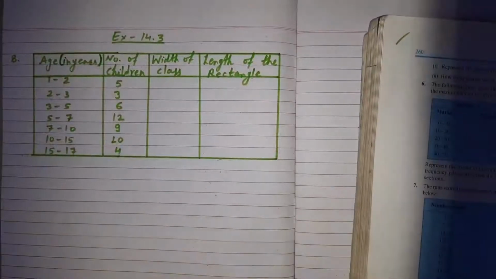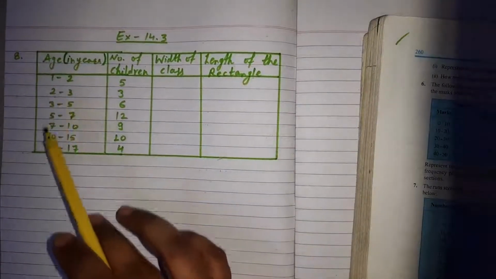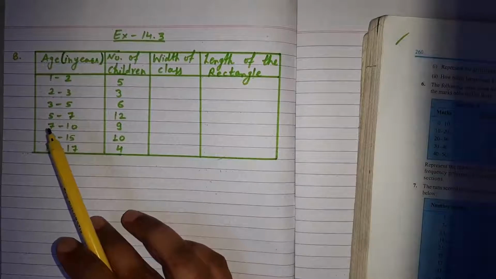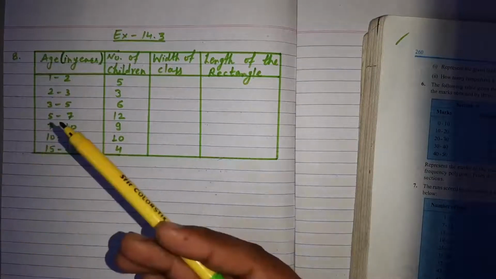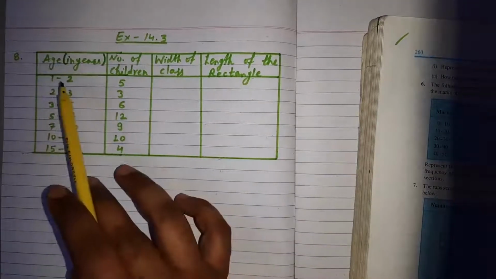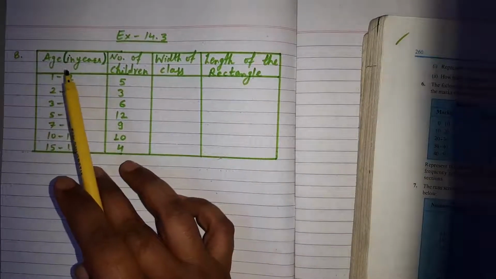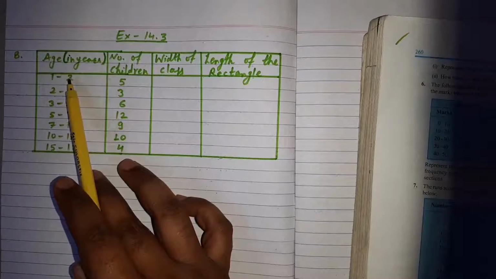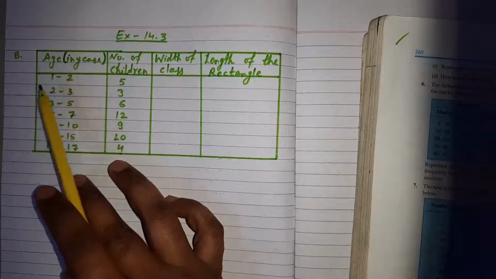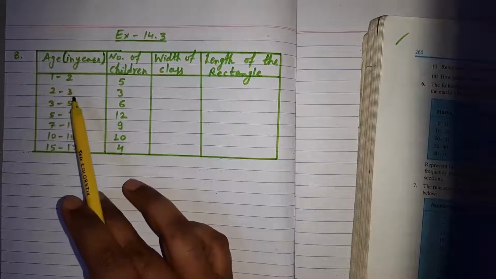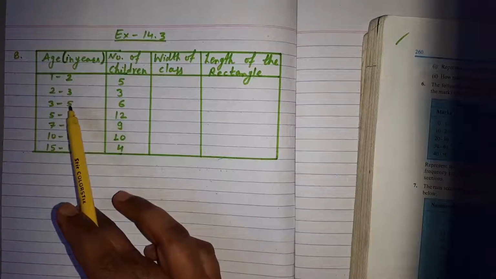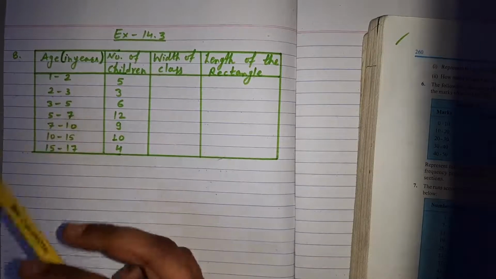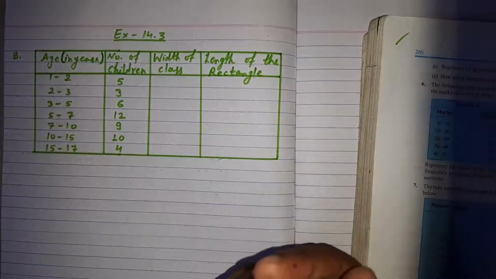Now in this question you can see the classes are continuous. The class intervals are continuous, but the widths of the classes are not the same. It means the widths of the rectangles are varying. For the first class interval, the class width or class size is upper limit minus lower limit, so it will be 2 minus 1, 1. For the second class interval it will be 3 minus 2, 1. But for the third class interval it will be 5 minus 3, 2. It means the widths of the rectangles are varying.